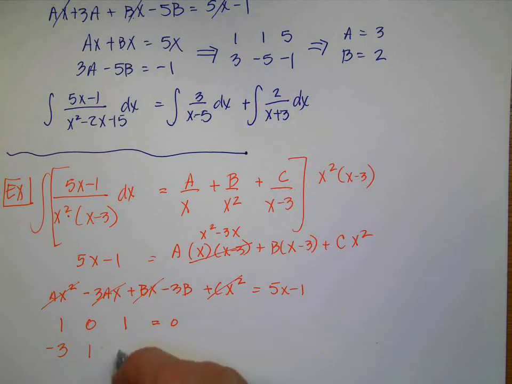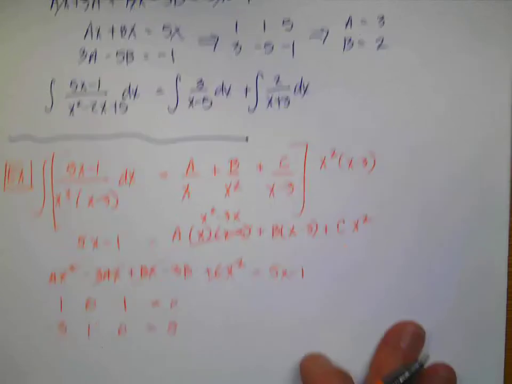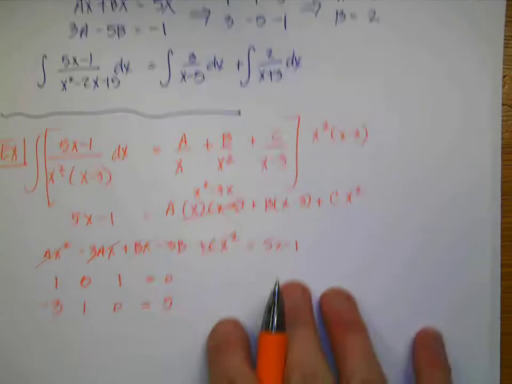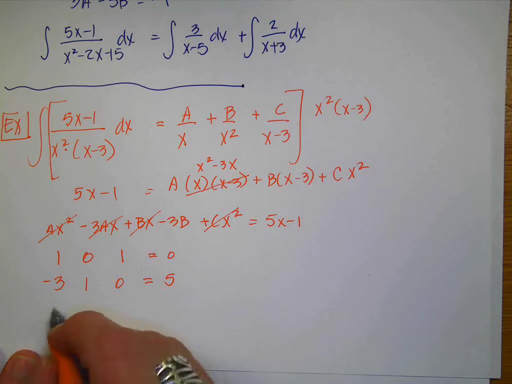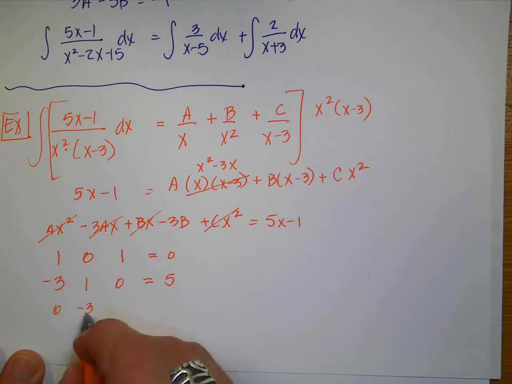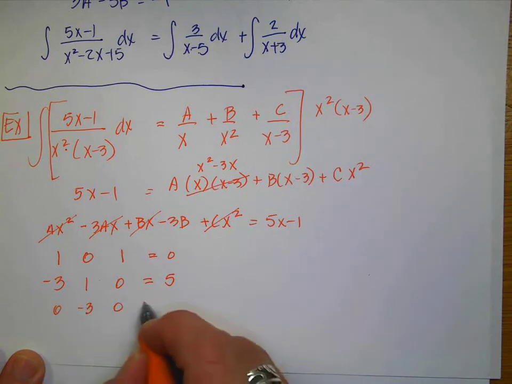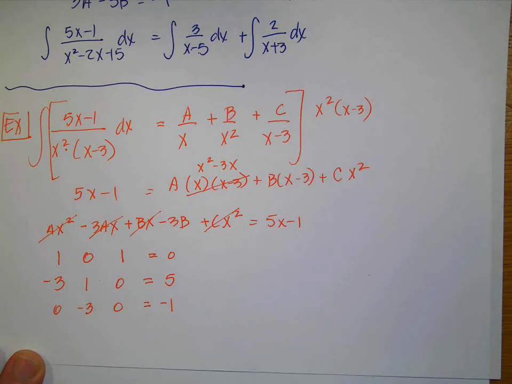I'm going to do a 1. There's no c, and I'm going to put that that equals 5. Okay? Keep scooting up so you can see. Now I need to do my linear. There's not an a. There's a b. There's not a c, and it equals a negative 1.